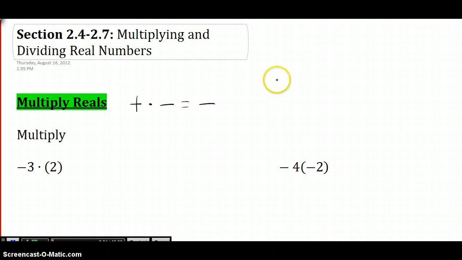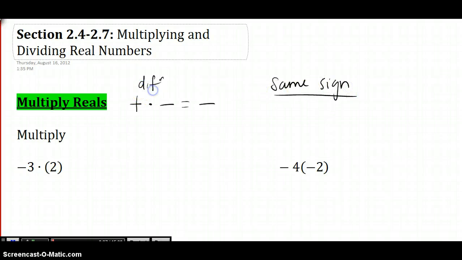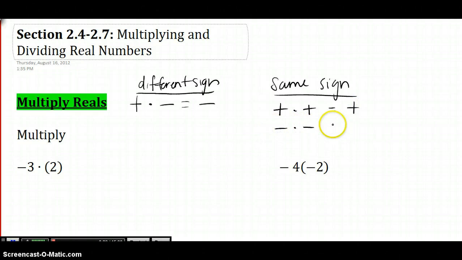Or if you have the same sign, so if you multiply a positive and a positive, you're going to get a positive. Or if it's a negative and a negative, you're going to also get a positive. So if it's the same sign, you get a positive answer, different, you get a negative answer.